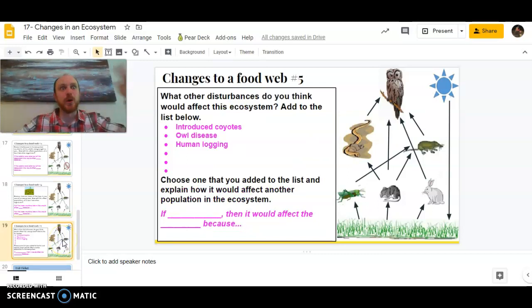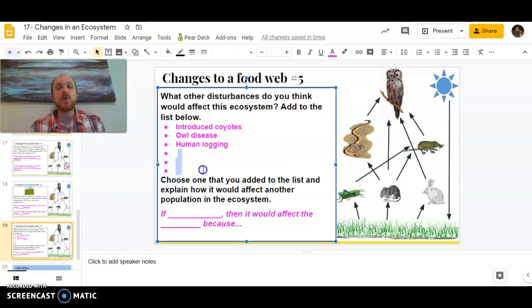And then I want you to come up with your own. So now I have introduced coyotes, owl disease, human logging. I didn't put rabbit pets. That's fine. Add to that list. So I want you to type in 3 more things here.